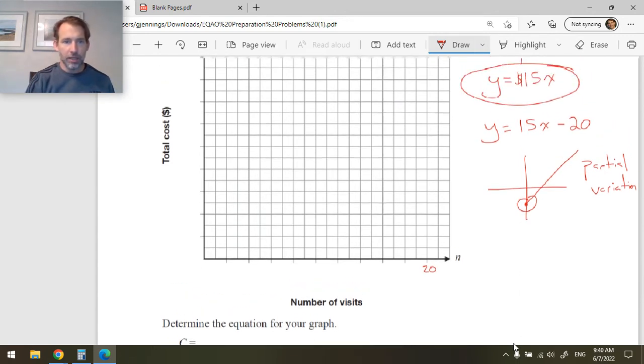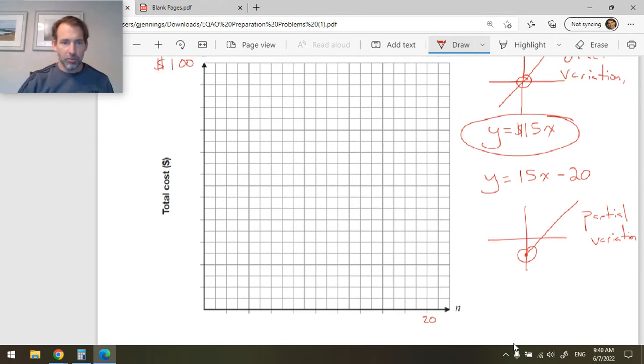Then maybe I need to be a little more careful here. We'll go by fives: 50, 55, 60, 65, 70, 75, 80, 85, 90, 95, 100. Let's label this the $100. And so now the point (20 visits, $100) would be up there if that's the case.